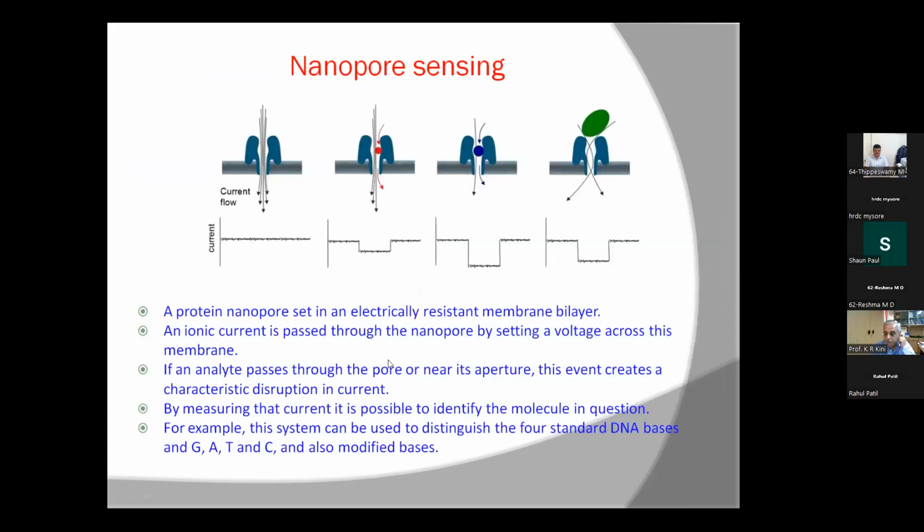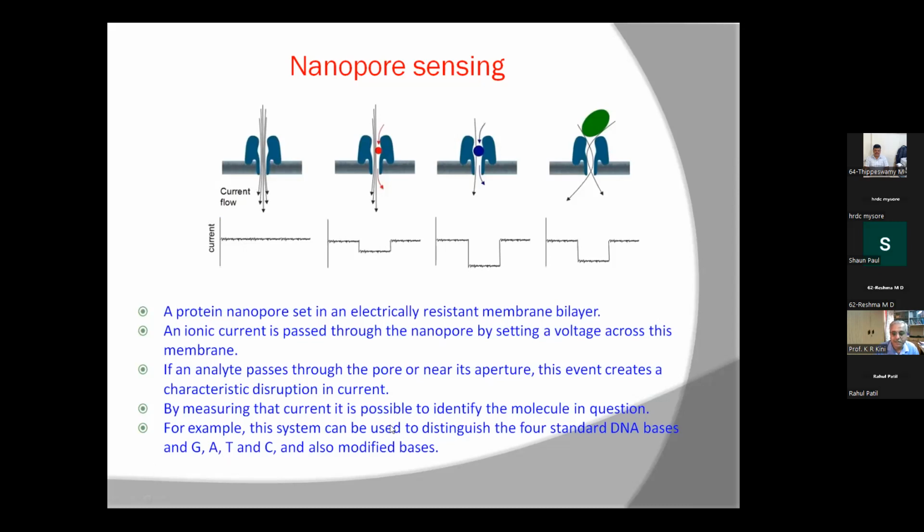So this is the basic principle. You have a protein nanopore set in an electrically resistant membrane bilayer, and there is a current flowing through the nanopore by setting a voltage across this membrane. So now a standard current will flow. When a particular ion, or an analyte, passes through the pore or near its aperture here, this will disrupt the current. The type of disruption depends on what molecule is coming.